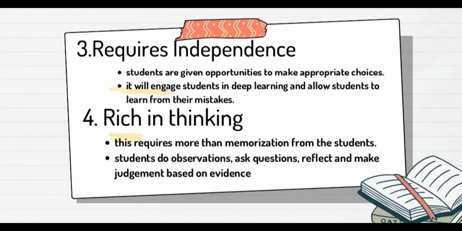So the third R is requires independence. Students are given opportunities to make appropriate choices. It will engage students in deep learning and allow students to learn from their mistakes. The fourth is rich in thinking. This requires more than memorization from the students. Students do observations, ask questions, reflect, and make judgments based on evidence.